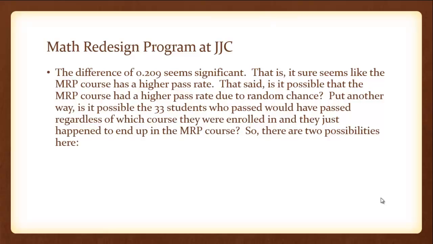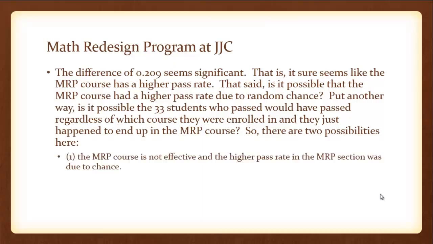And just by pure chance, 19 of those students that would have passed ended up in the MRP, and only 14 ended up in the traditional. And the treatment itself, the course delivery system, had nothing to do with whether they passed or not. It's just pure chance that the 19 ended up in the MRP, and that's where that difference came from. Is it possible that that could happen? That's our ultimate question here.